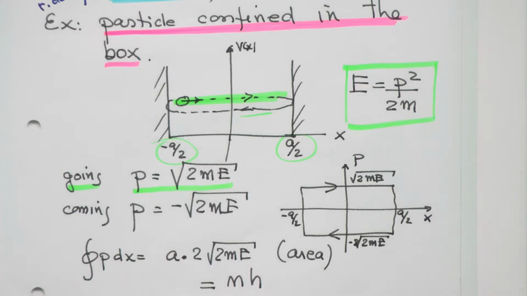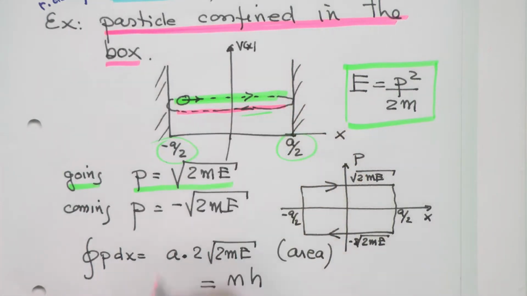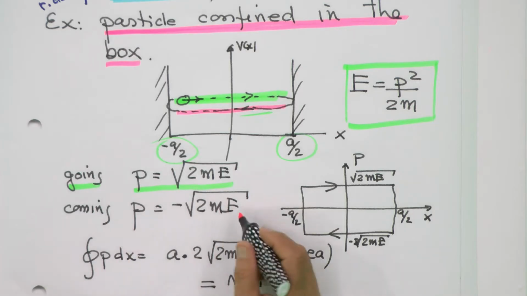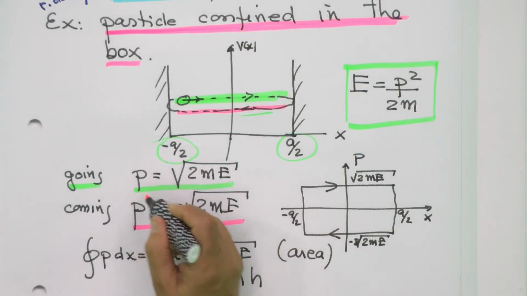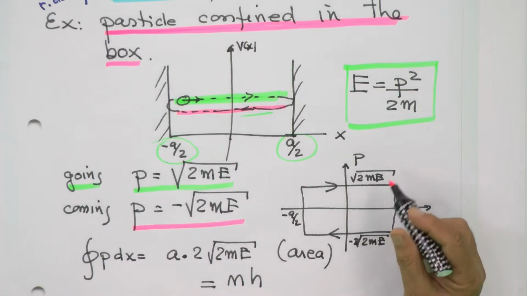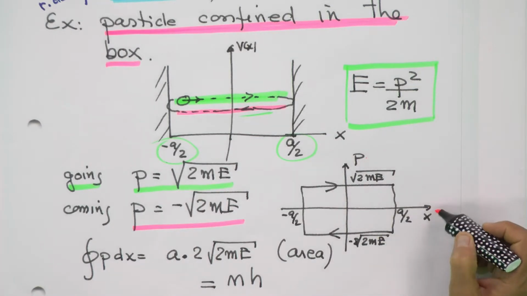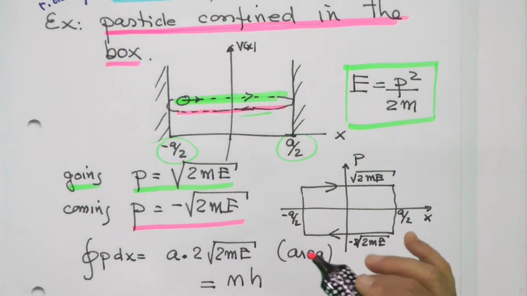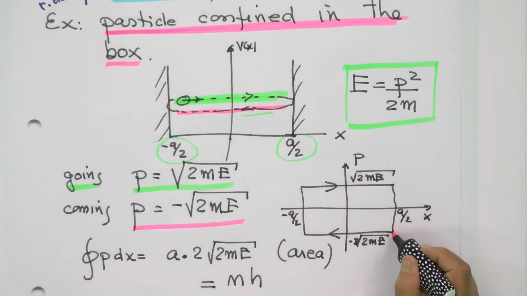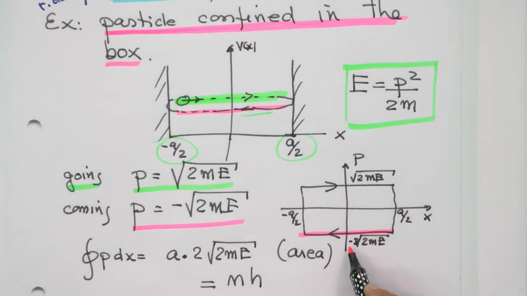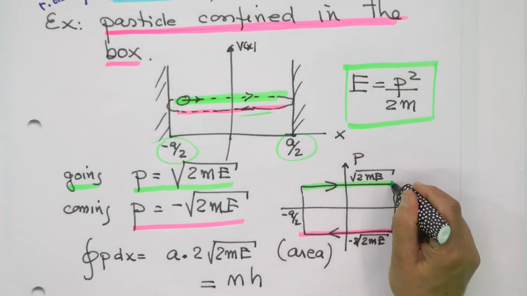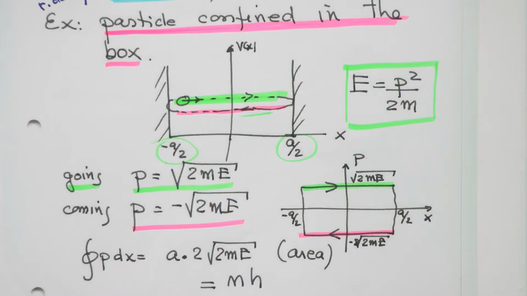When the particle is returning on the negative axis, it's the same thing but with a minus sign. So we have the p. If we draw the p-x diagram, when the particle is coming, the value is minus the square root of 2mE. When the particle is going, it is the square root of 2mE. And we learned from Sommerfeld that we have to integrate p dx.